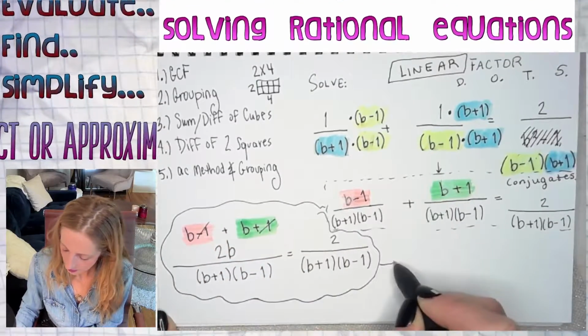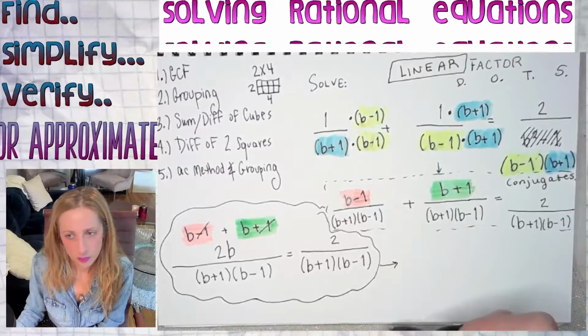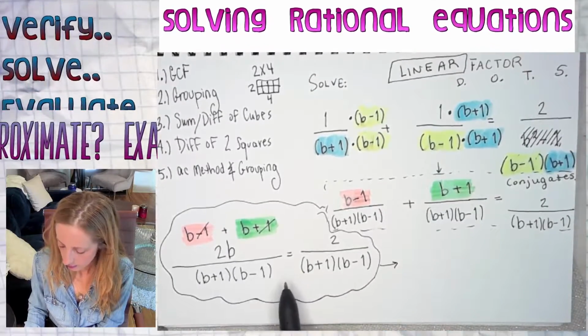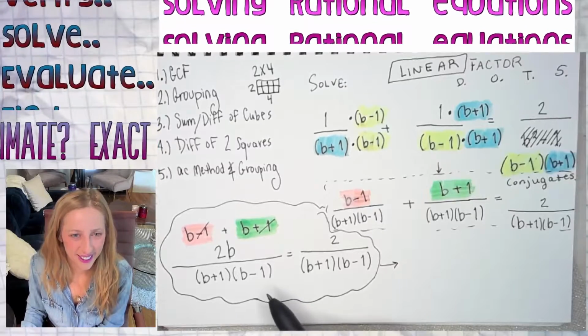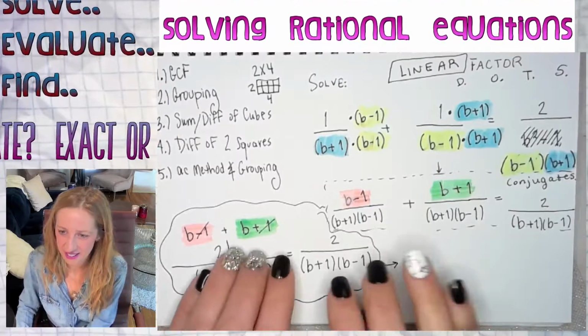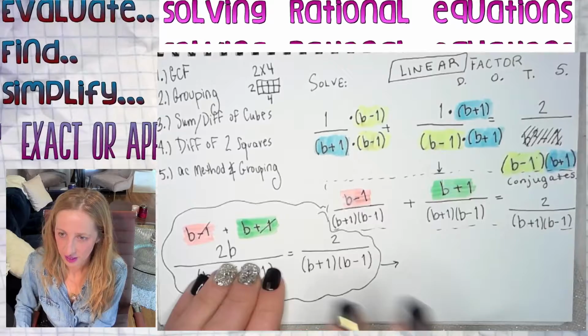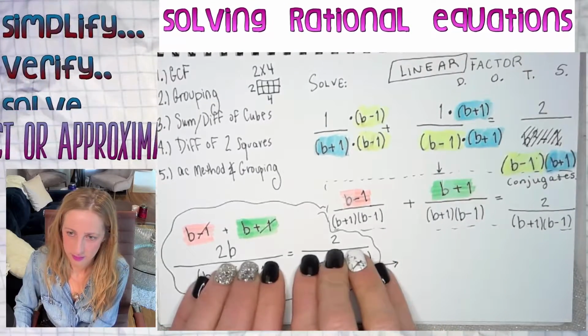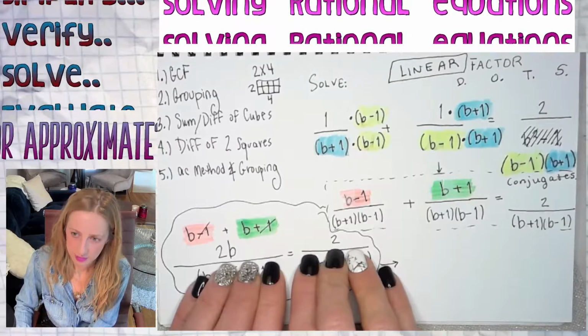You would like dismiss the denominator. Ooh, I don't know if dismiss makes sense. No, I understand. And then you would do 2b equals 2, and then you would divide by 2, which would give you b equals 1.